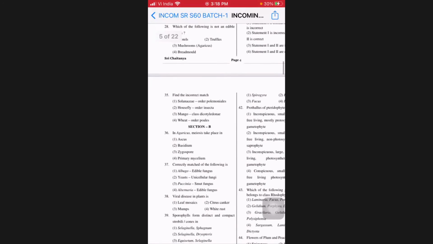35th. Find the incorrect match. Solanaceae, order Polymoniales, correct. Housefly, class Insecta, correct. Mango, class Dicotyledonae, correct. Wheat, order Poales, correct. Oh, what is he? He's asking us to choose the incorrect one. No, Nana? Sir, housefly, sir.